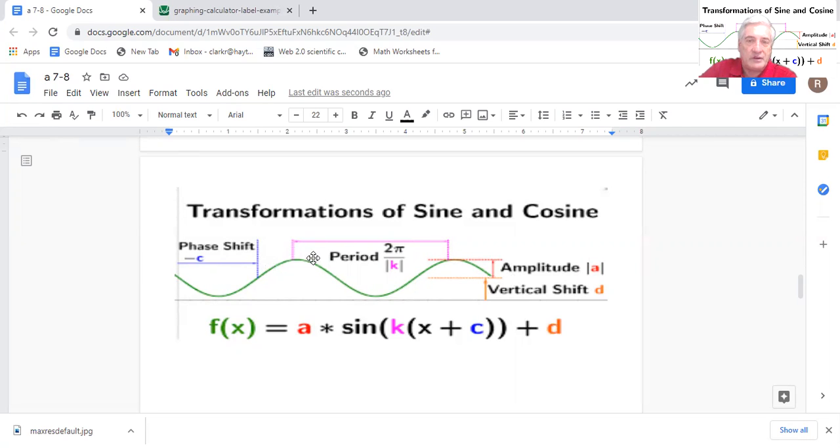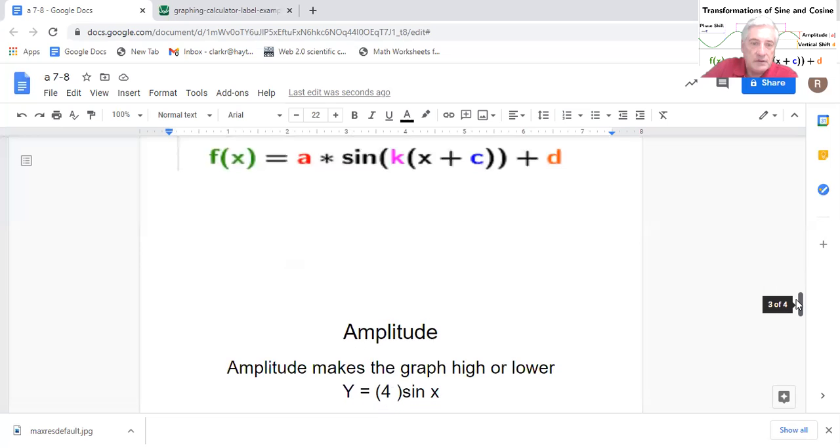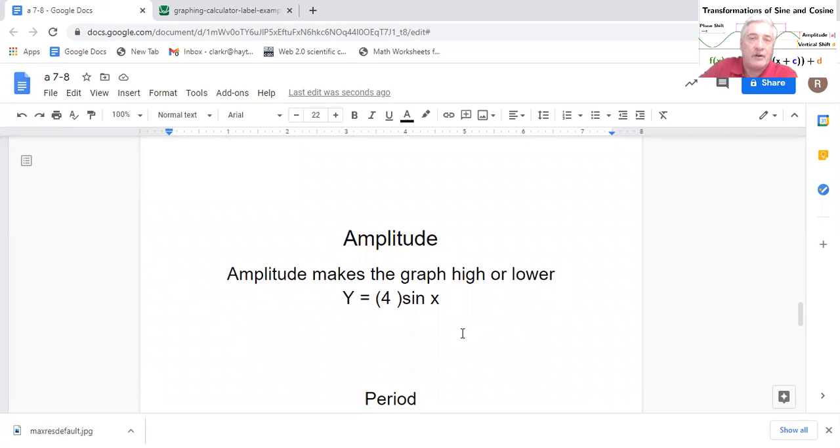Now the sine is still the basic graph, cosine is still the basic graph, but we could put something in A that would affect it. We could change K that would affect it. We could put C in that would move it sideways. We could put D in that would move the graph up and down. That's a lot to get in one lesson. So today we're just going to talk about amplitude, A. Amplitude makes your graph higher or lower. Y equals 4 sine x is going to be different than y equals sine x.